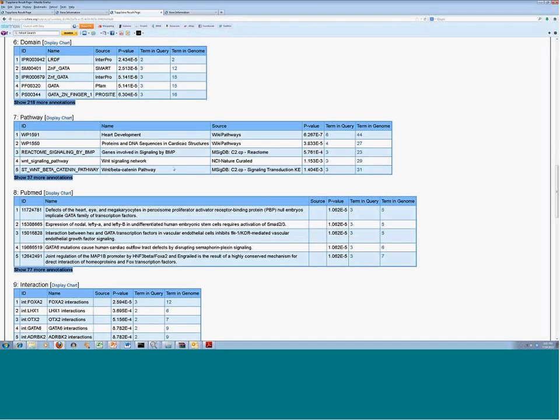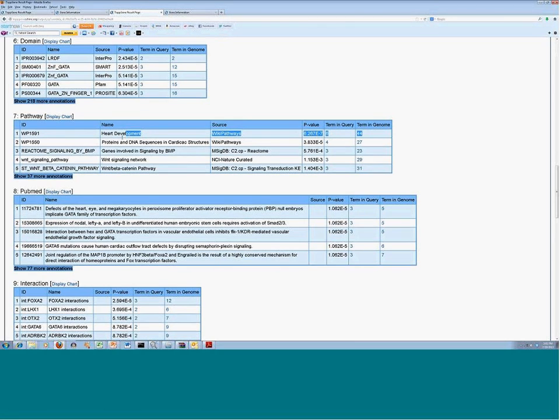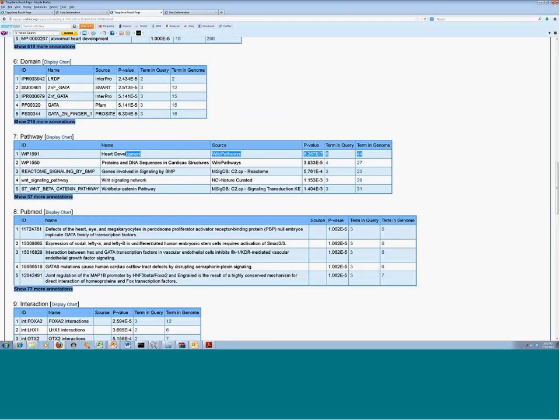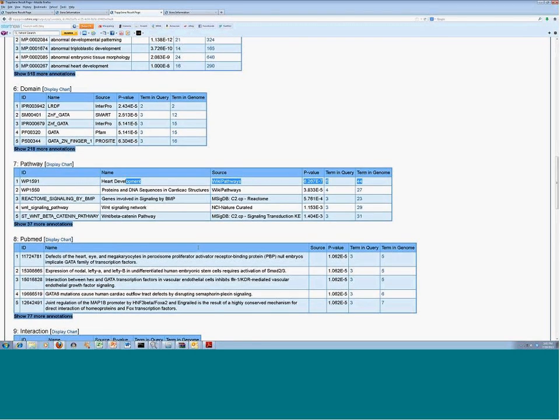And now, okay, this is a funny thing. So there's heart development in WikiPathways. That's probably a pathway that was entered by Nathan. Wnt is huge in this as well.